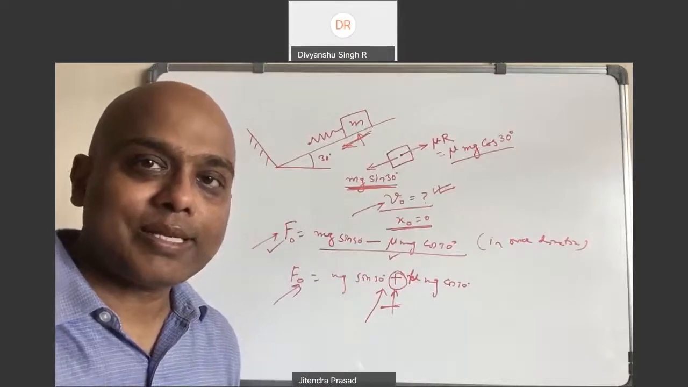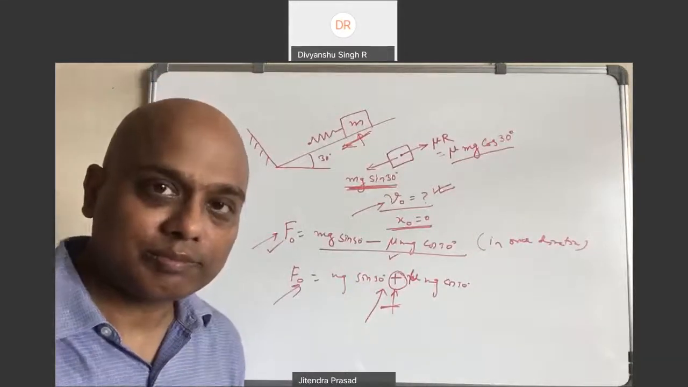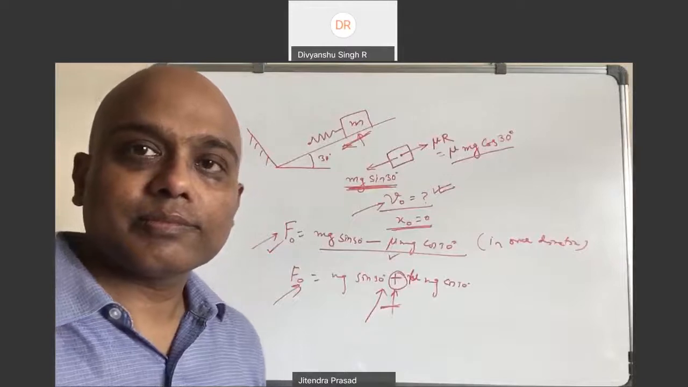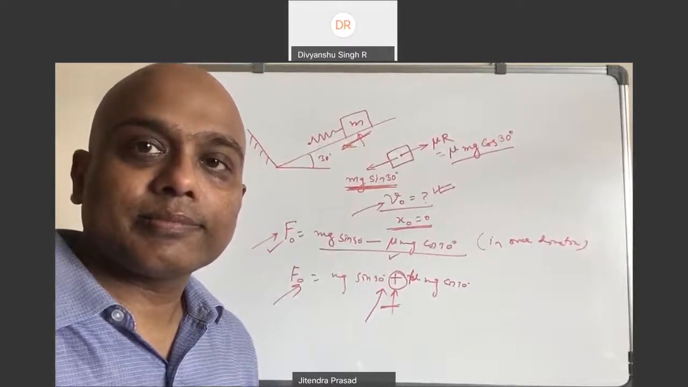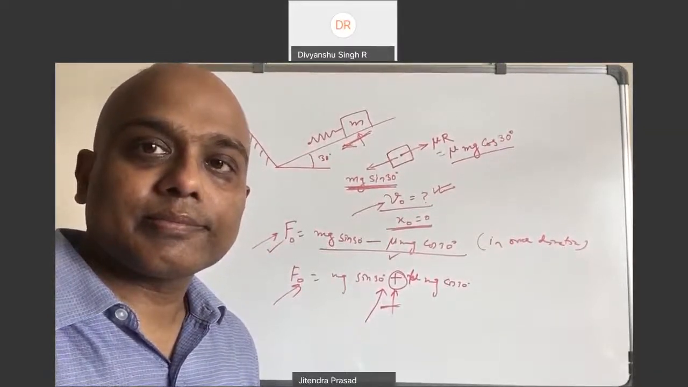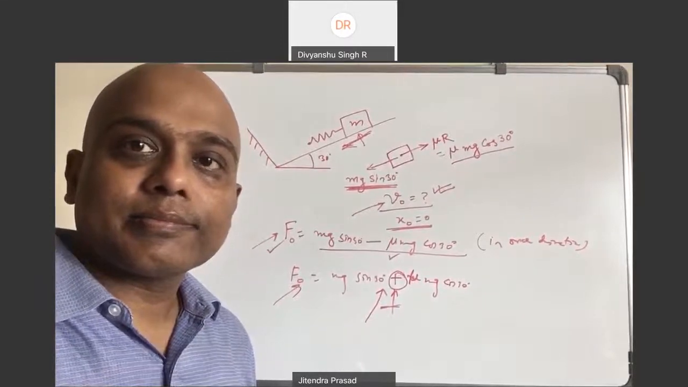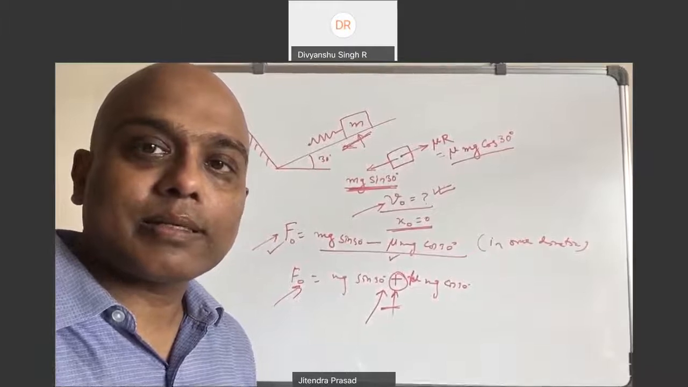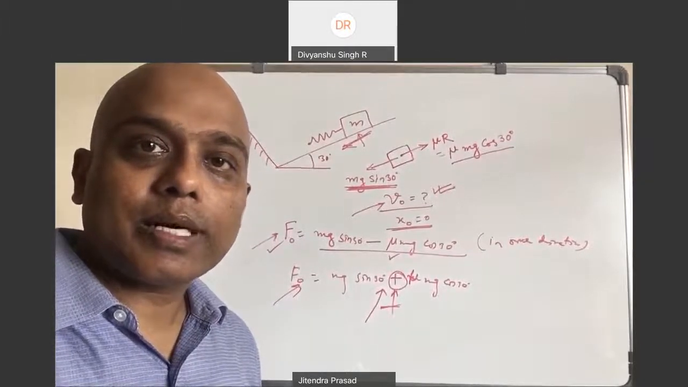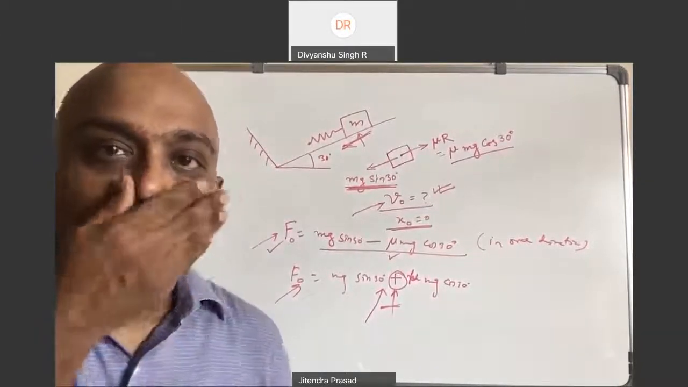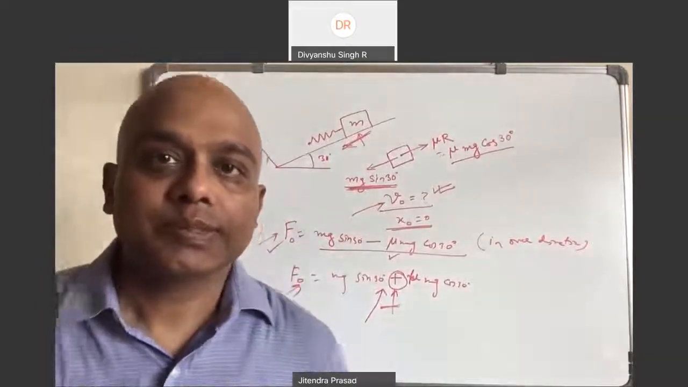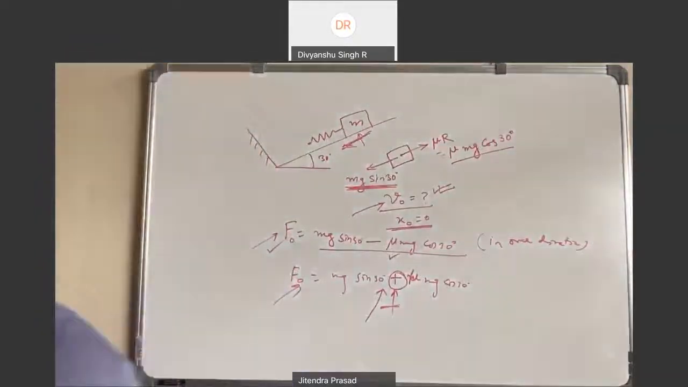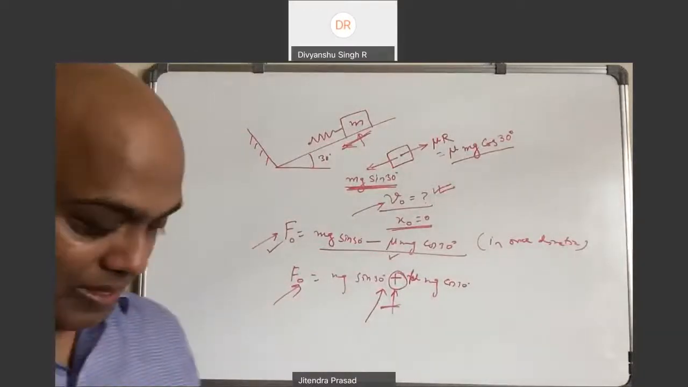Okay. Any other question, Divyanshu? Okay. 4.7. Okay. Uh, 4.7. Just a minute. Ebook 4.7. Just a minute.